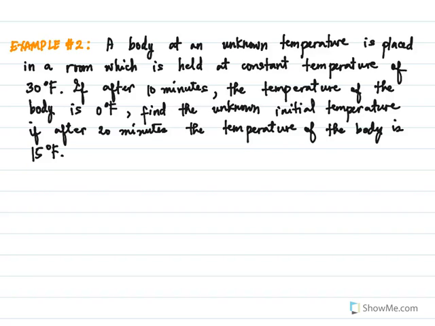Next example. A body at an unknown temperature is placed in a room which is held at constant temperature of 30 Fahrenheit. If after 10 minutes the temperature of the body is 0 Fahrenheit, find the unknown initial temperature if after 20 minutes the temperature of the body is 15 degrees Fahrenheit.